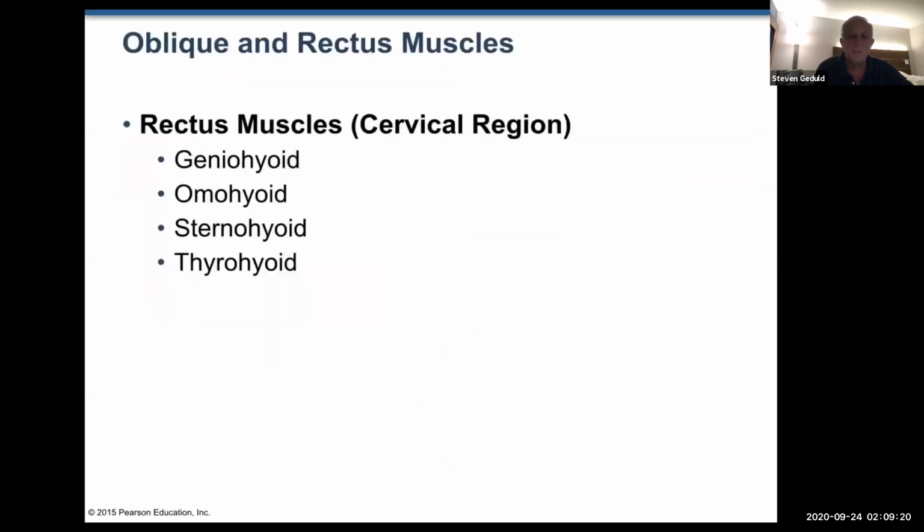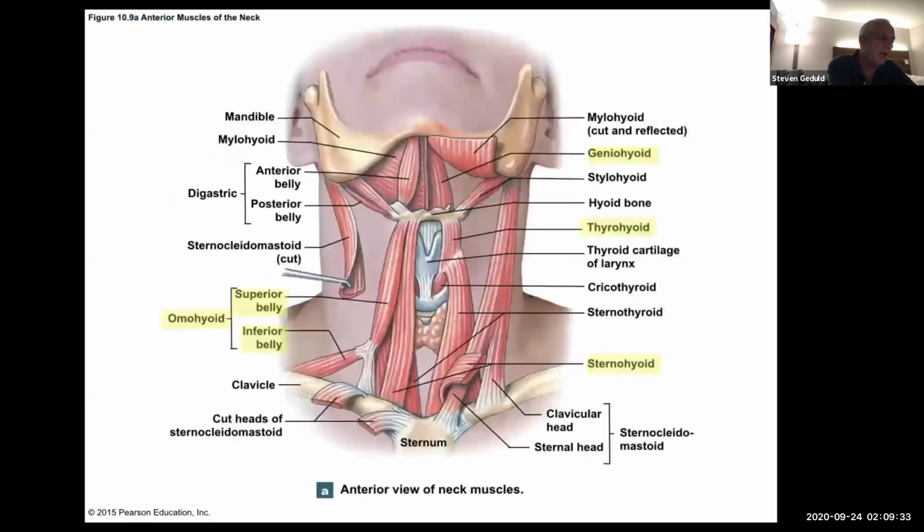The rectus muscles. You have a geniohyoid, an omohyoid, a sternohyoid, and a thyrohyoid. Those are the rectus muscles in the cervical and the neck region. Okay, you can see where they're located. The geniohyoid contracts up here. There's the genial tubercle, attaches to the mandible there, and comes down attached to the hyoid bone. Hyoid. Good. Comes from the hyoid bone and comes over the thyroid gland.